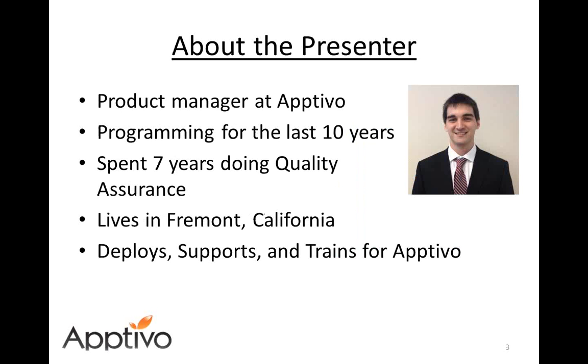And a little bit about me: I'm a product manager here at Apptivo. I have an engineering background. I've been programming for a while. I spent a while in quality assurance, and I'm currently located up near the Apptivo HQ in Fremont, California. And I do deployments, I support, and I train users on Apptivo.